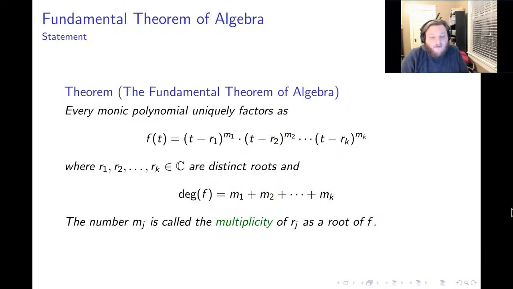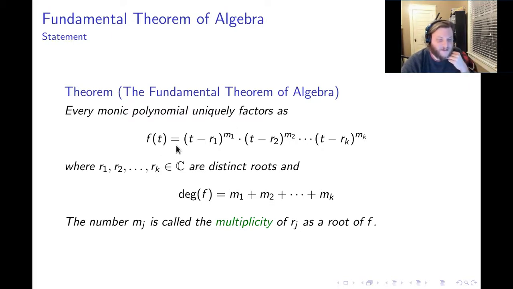So we now have all the language we need to state one of the most famous theorems in all of mathematics, and that's the fundamental theorem of algebra. So here's what the fundamental theorem of algebra says. Every monic polynomial uniquely factors as follows.